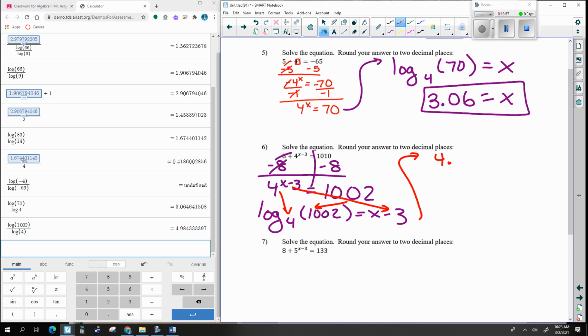So that's 4.9843. Then all I have to do is add 3. I can do that now. 2 decimals would just be 90.